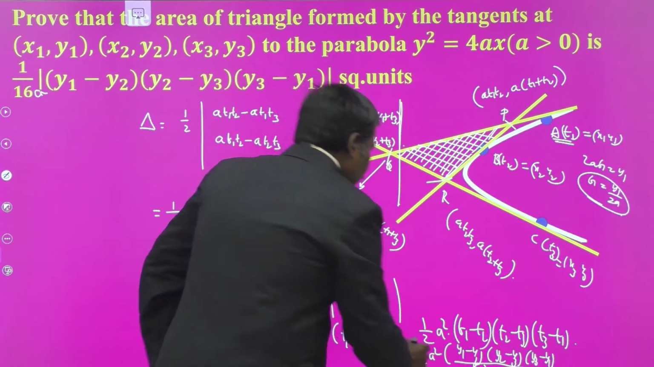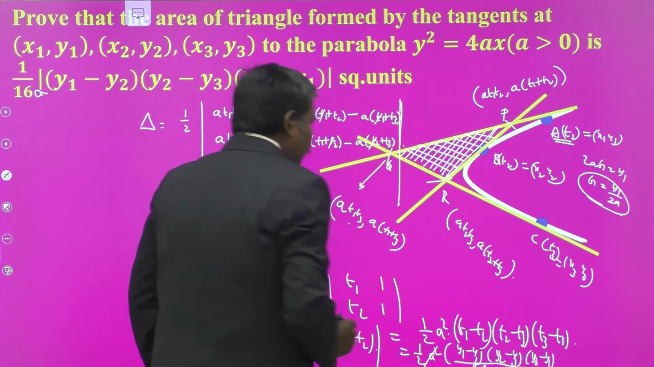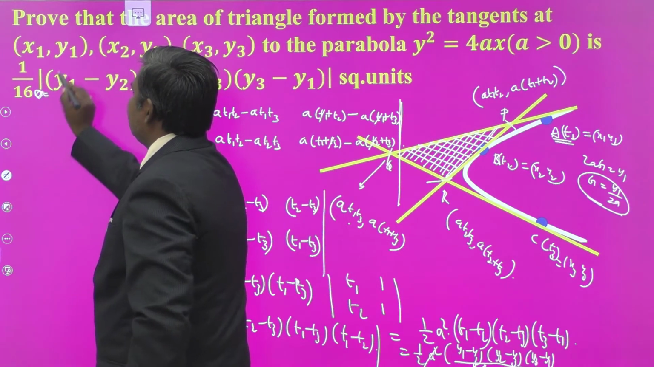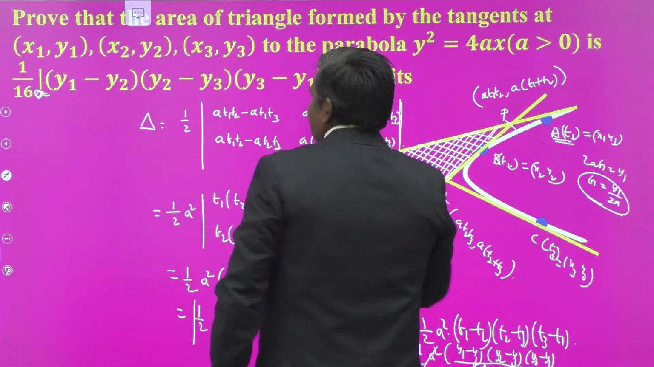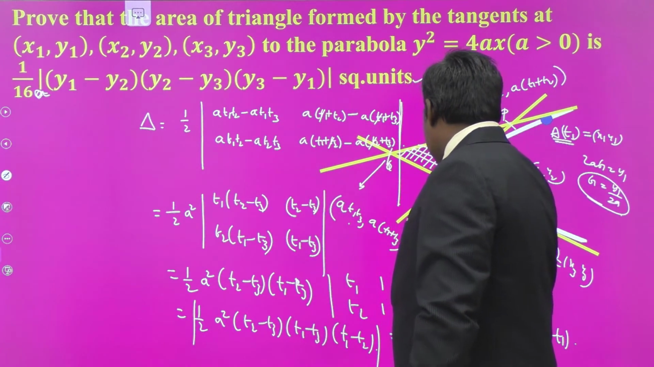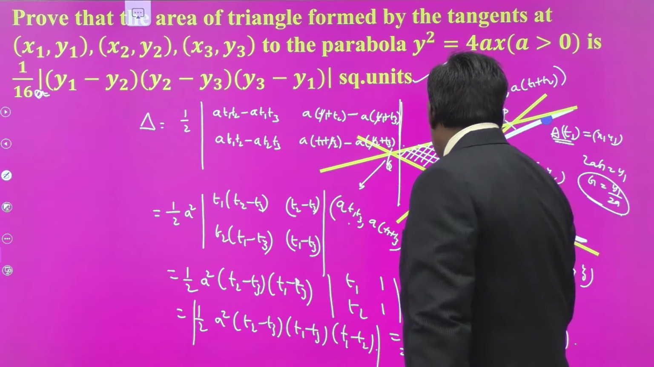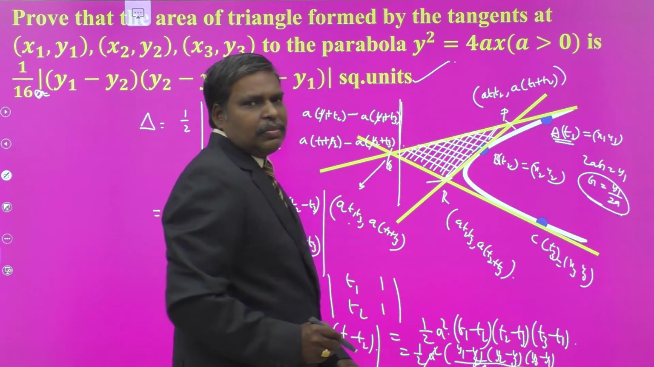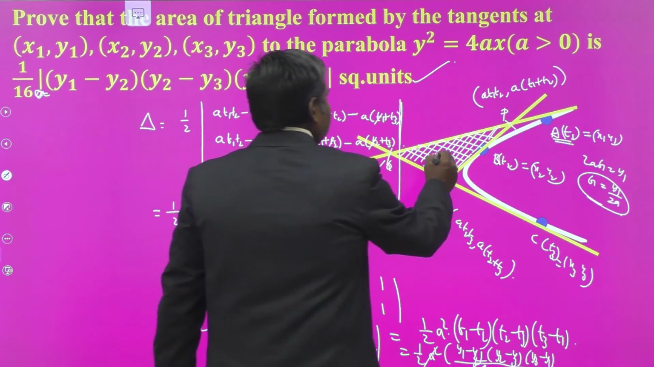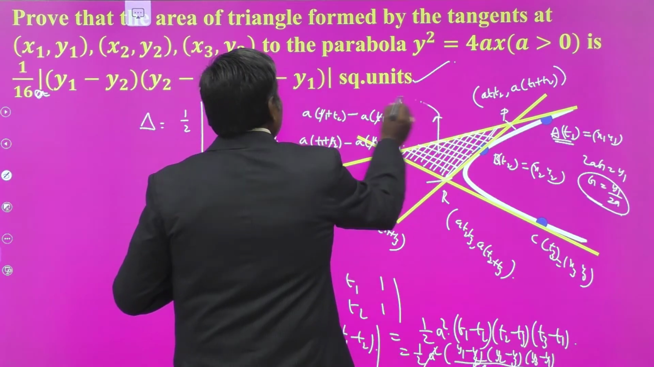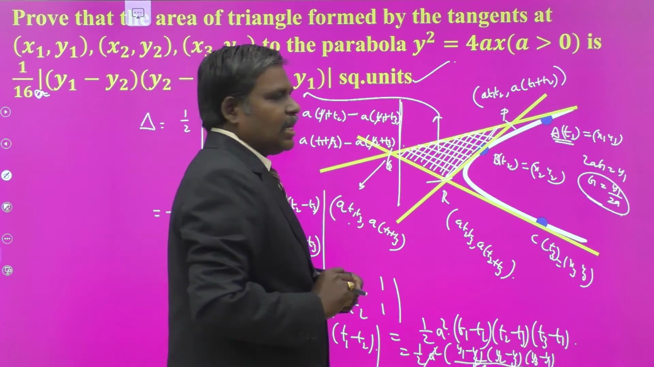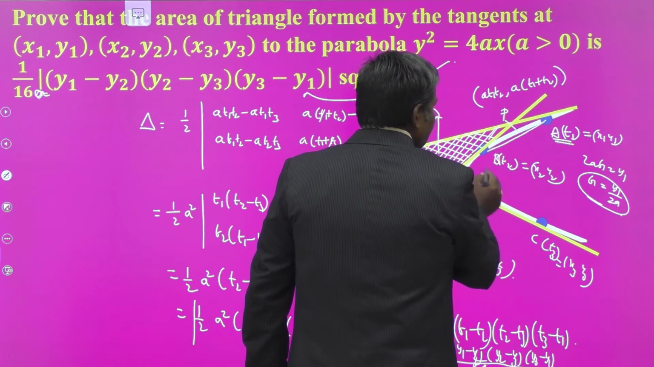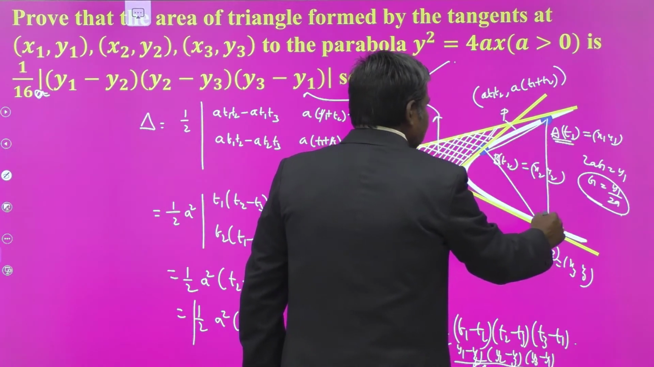So A square cancels out how many times? My dears, A times. Therefore, we have 1 by 16A times. That is why I write here A. 1 by 16A. Therefore, it is the value. The area is 1 by 16A times of y1 minus y2, y2 minus y3, y3 minus y1. This is the area. The area is like this, 1 by 16A times. What we derived in the last class, this is the area of the triangle formed by the three points. This is the area.